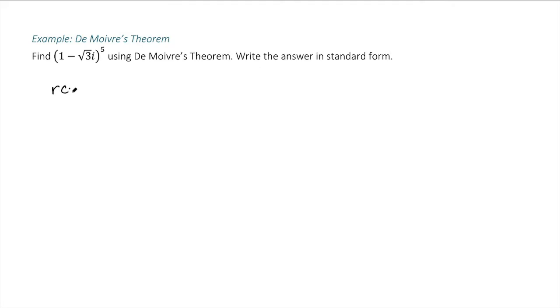We know that the theorem states this: r cis of theta to the n is equal to r to the n cis of n theta. So we need the trigonometric form of this complex number.